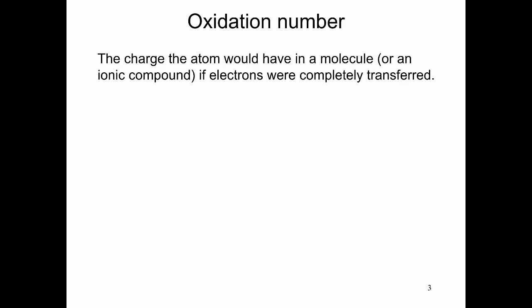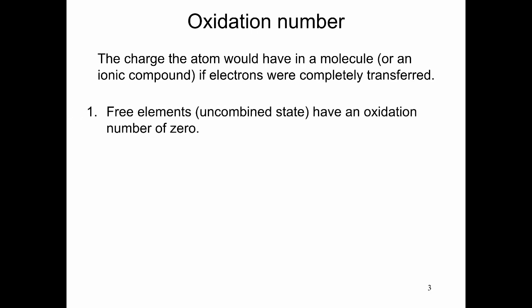Now, what is the oxidation number that I have been saying? The oxidation number is the charge that the atom would have in a molecule or an ionic compound if the electrons were completely transferred. This is similar to the formal charge of your atom, if you remember drawing Lewis structures and formal charges. Your oxidation number for free elements is always 0. This is for pure substances or pure elements. Sodium, beryllium, potassium, lead, hydrogen gas, oxygen gas, and phosphorus all have oxidation states of 0.